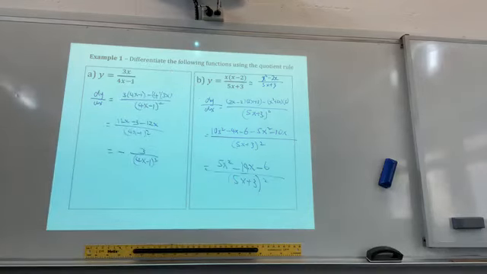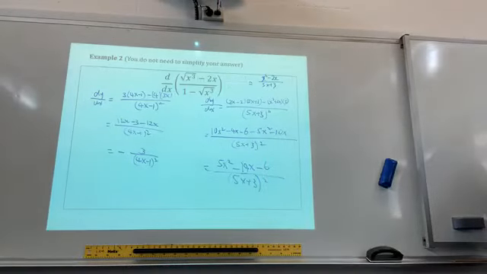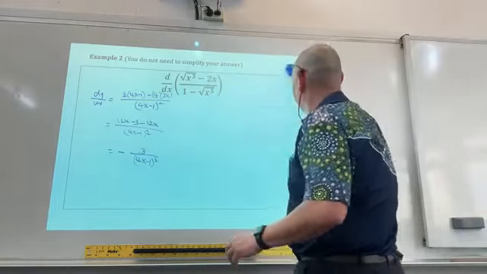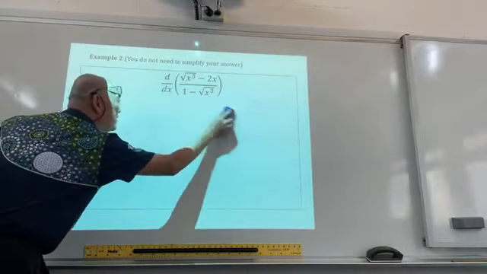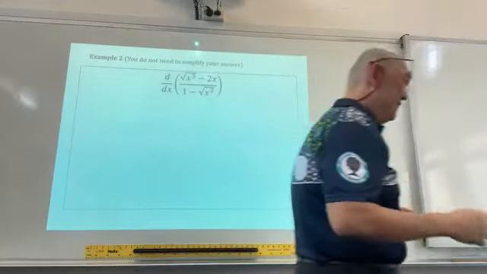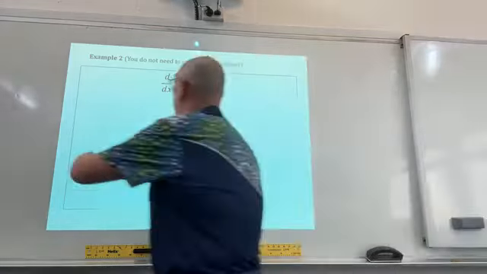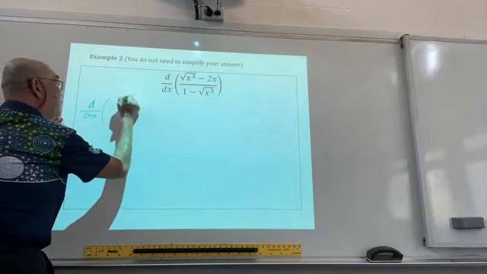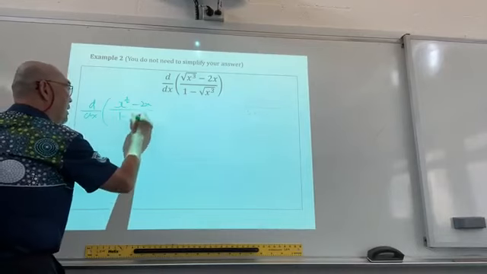All right, let's go on to the next example, please. You do not need to simplify your answer for this one. How are you going to do it? Rewrite it, very good. How do you rewrite that? This is the function there. I can do d/dx of x to the power of 3 over 2, correct? Minus 2x divided by 1 minus x to the power of 3 over 2.